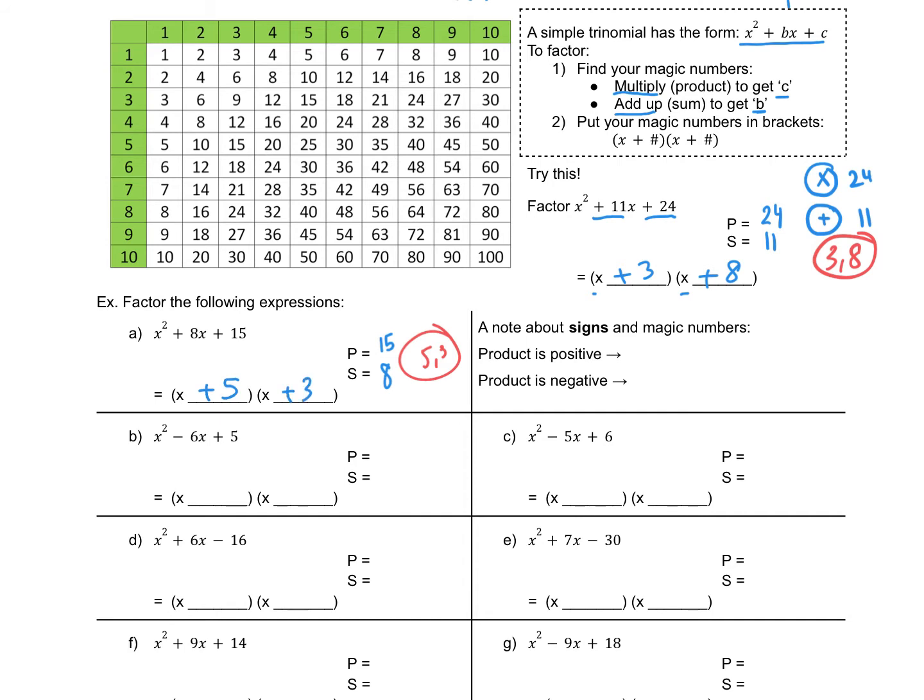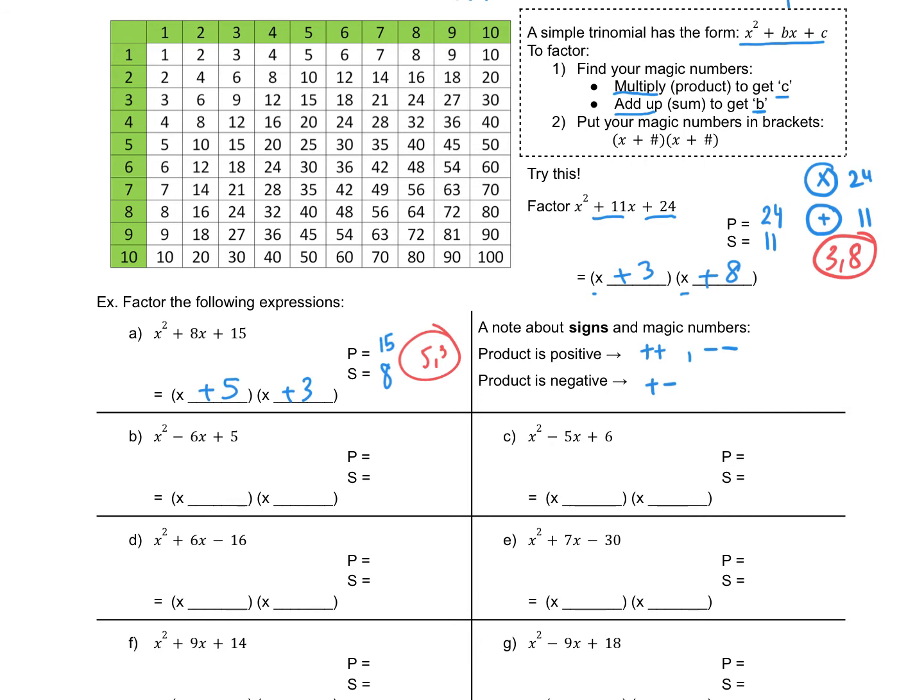Okay. Now just a few notes about the signs of your magic numbers. Right now I made everything positive, but just to keep in mind, when your product is positive, that means both of your numbers will be positive because 2 positives multiply to positive, or they're both going to be negative because 2 negatives make a positive. When your product is negative, then you're going to have one of each.